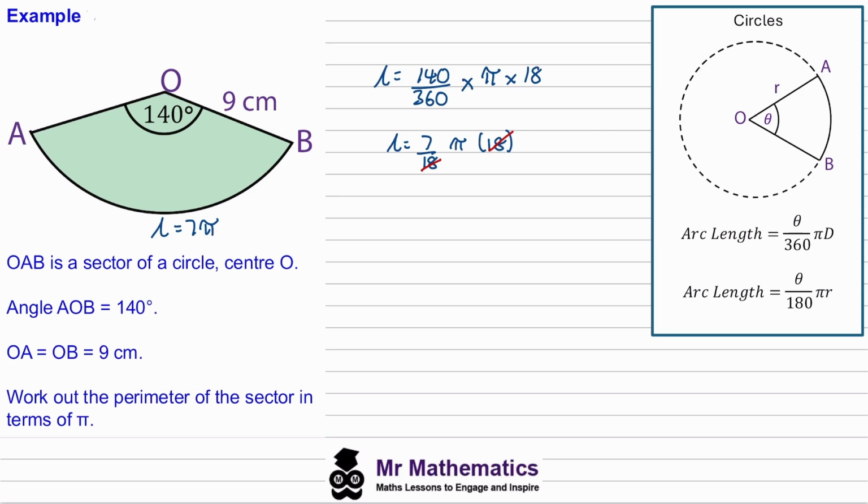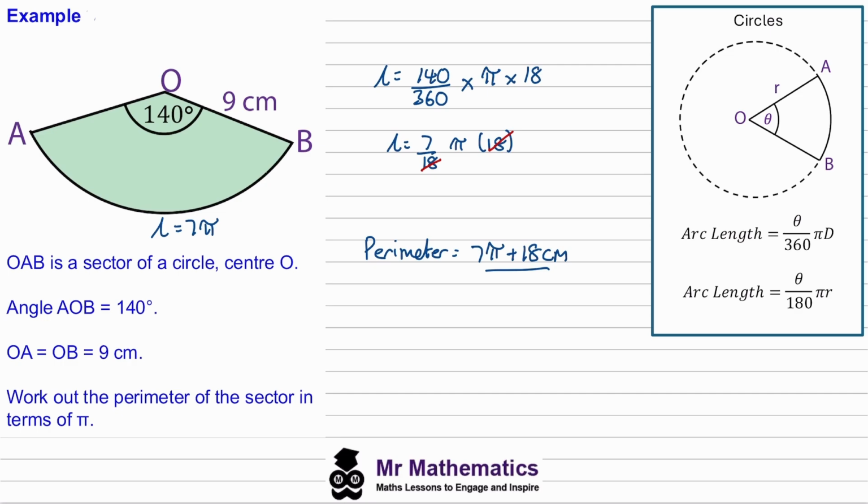But to work out the perimeter, we need to include each of these radii. So the total perimeter will be the arc length plus the 2 radii. And that's in centimeters. Okay?